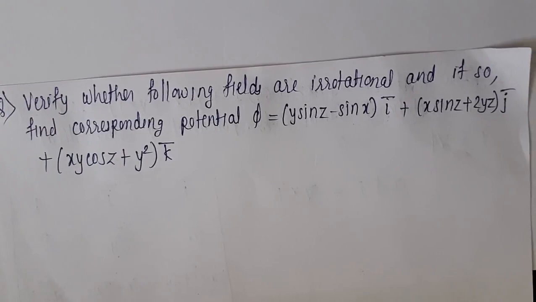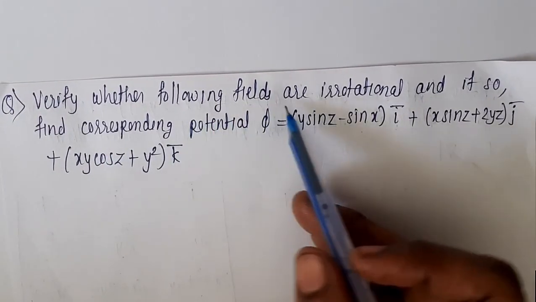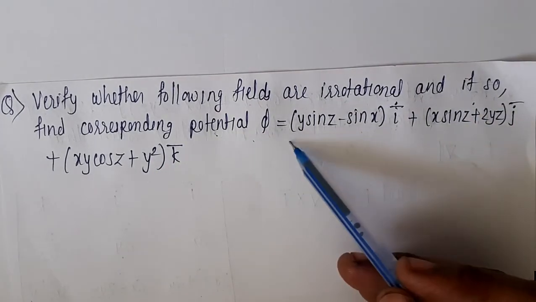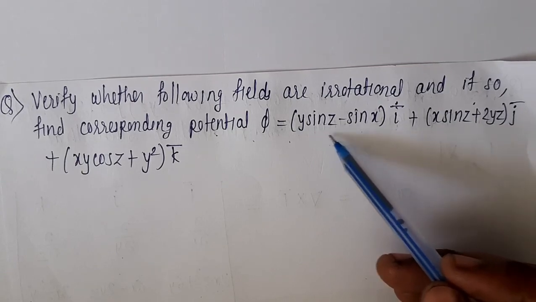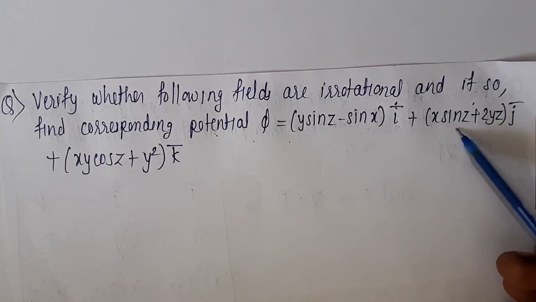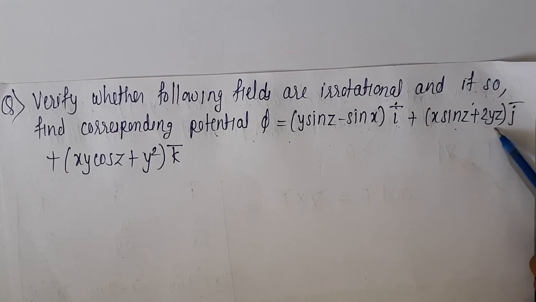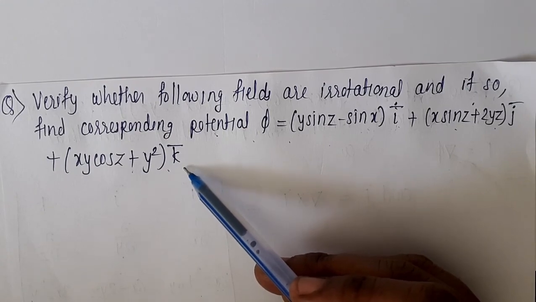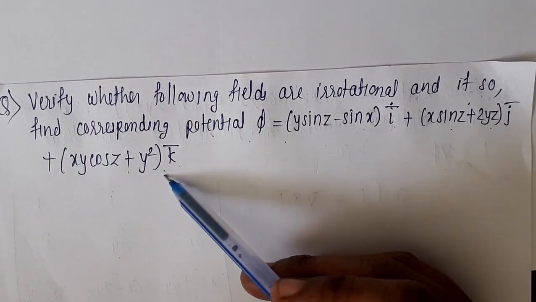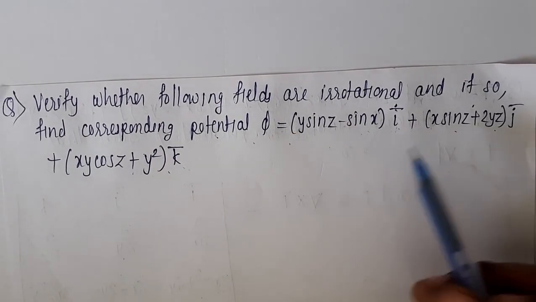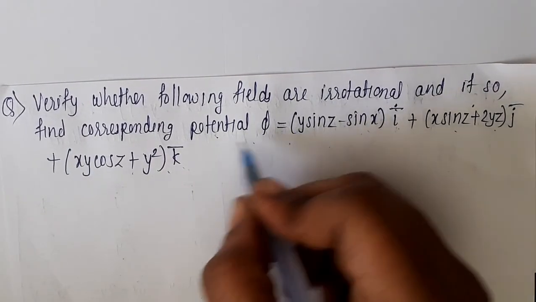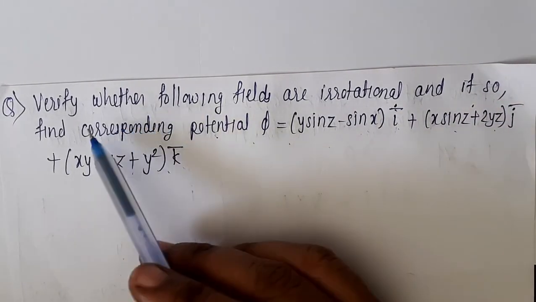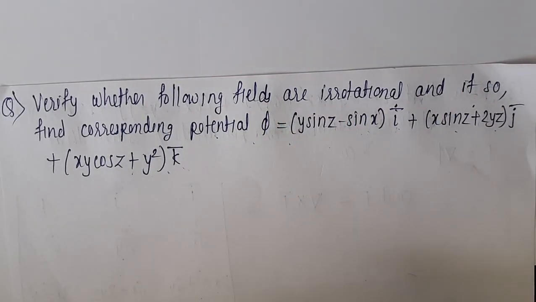Next example we see: verify whether the following field is irrotational, and if so find the corresponding potential phi, where F is equal to (y sin z minus sin x) i plus (x sin z plus 2yz) j plus (xy cos z plus y square) k. Now first we want to prove that this vector is irrotational. So how to verify whether the following field is irrotational or not?